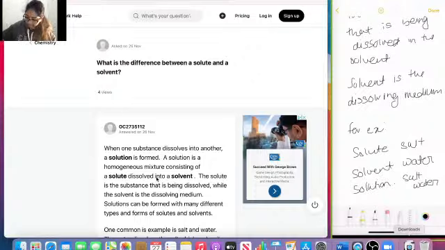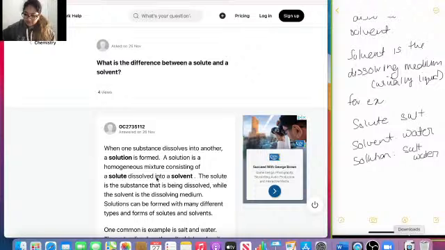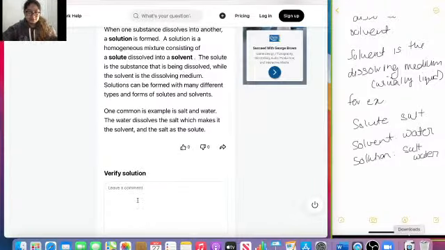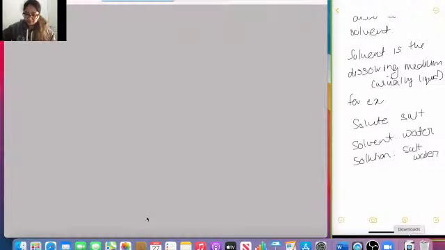Okay, this is usually a liquid. Your dissolving medium is usually liquid, and your solute is also usually a solid. So this is the difference between a solute and a solvent. They have mentioned an example of salt and water. So this is correct.